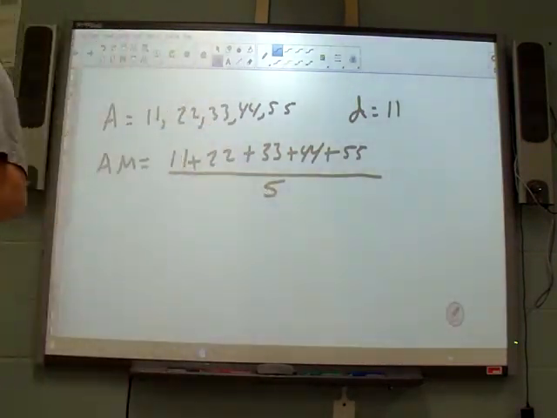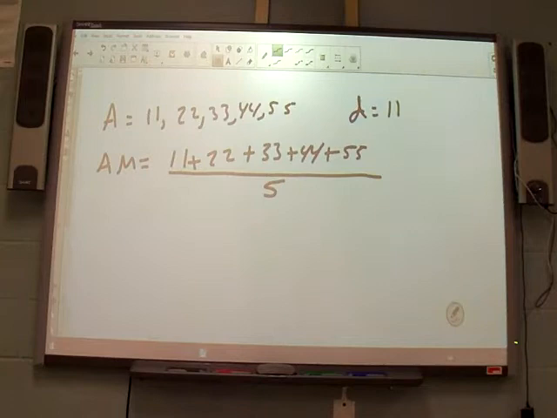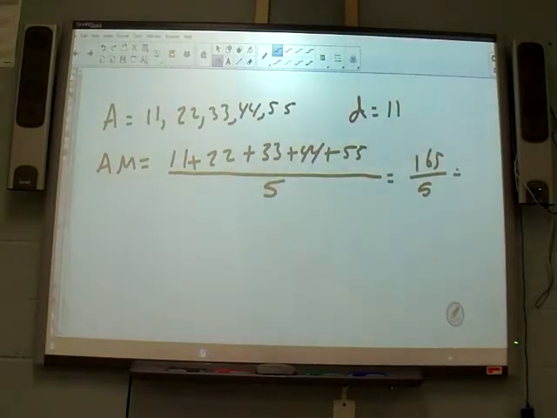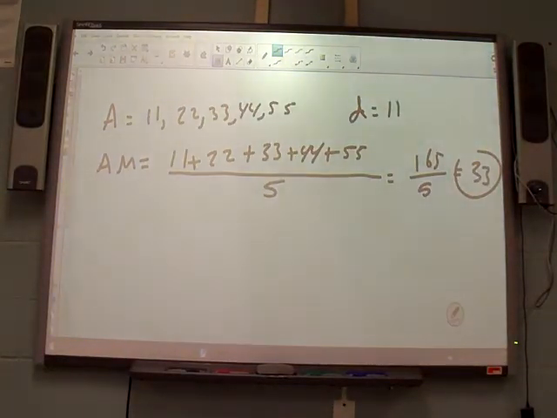So that's what I'm going to do real quick. I'm going to hit 11 plus 22 plus 33 plus 44 plus 55, enter, and I got 165. So I'm going to do 165 divided by 5, and I got 33. No big deal on that. Nothing earth-shattering there.